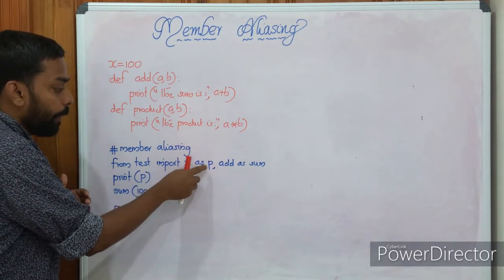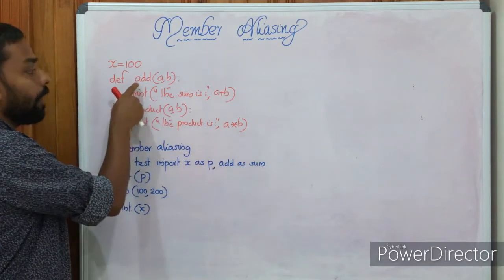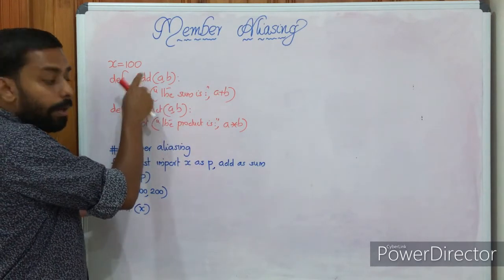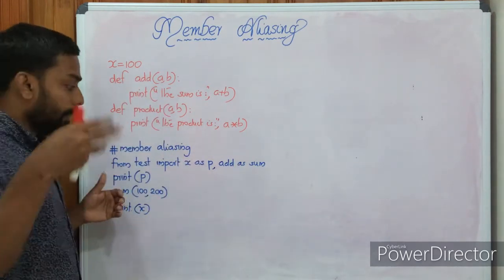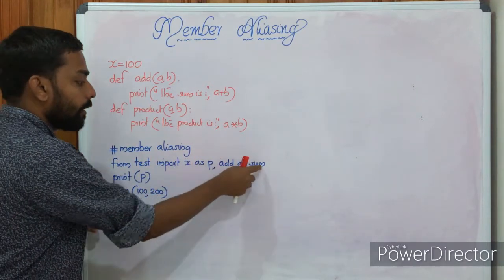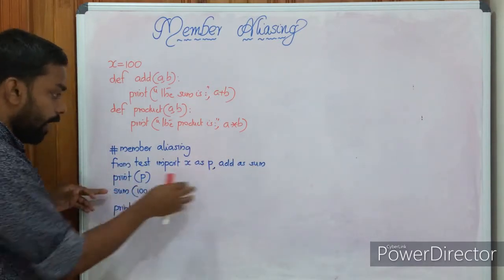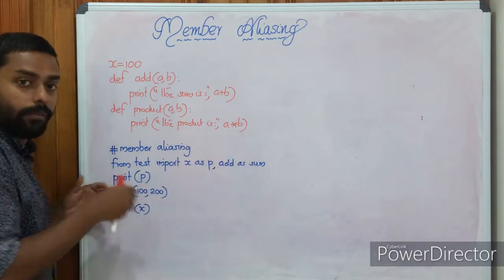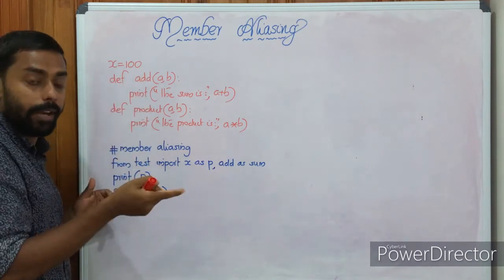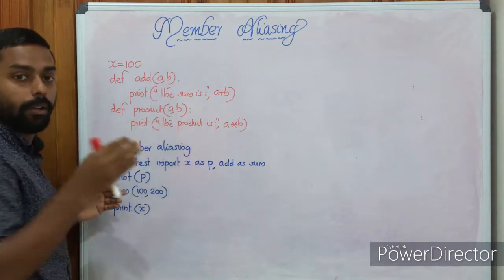Okay, x as p, that is x is renamed as p, and add as sum. We know add is a member function, is a function. Okay, add is renamed as sum. So after renaming or aliasing x as p and add as sum, you can make use of p and sum. Print p, it prints what? 100. And using sum we are calling the function add, because we have already renamed add as sum, right? And using sum we can pass values 100 and 200.